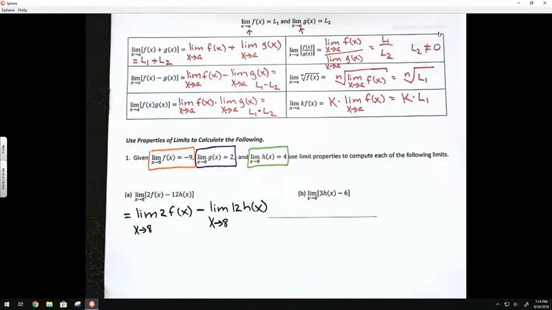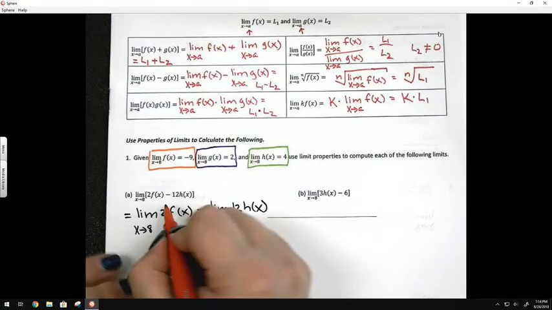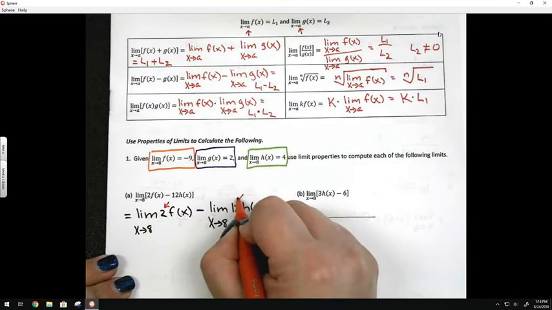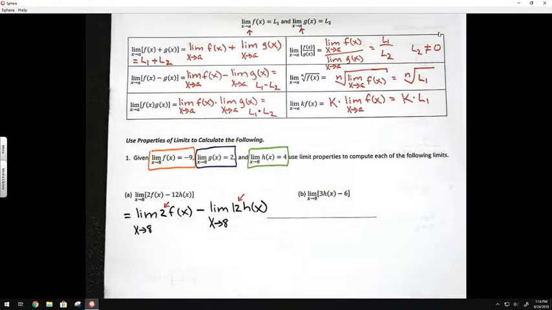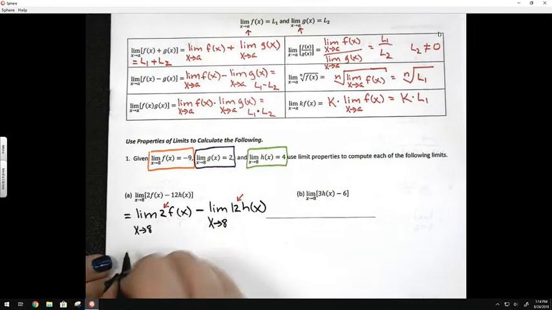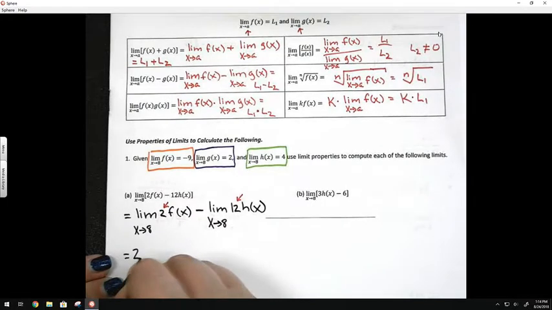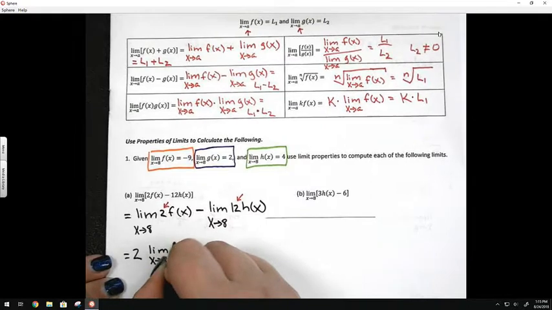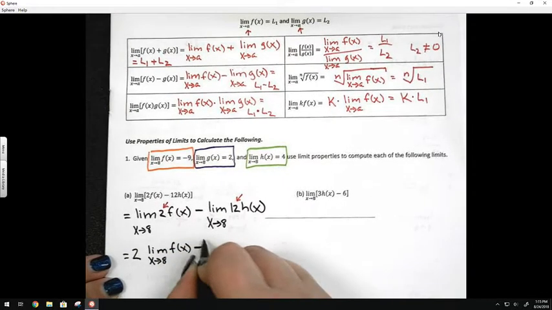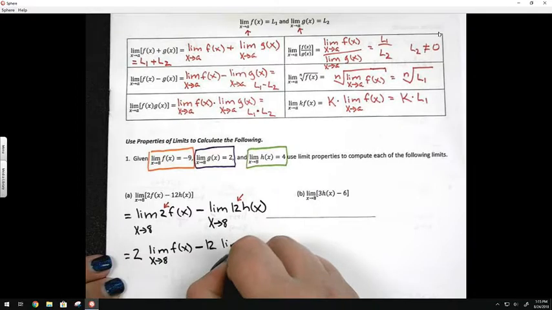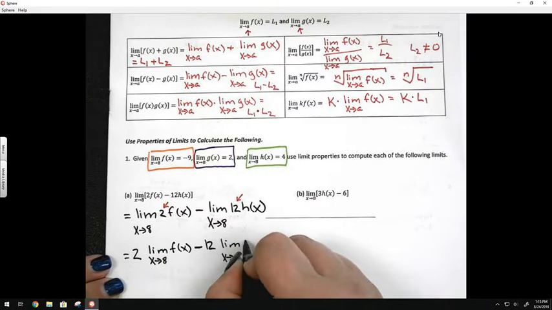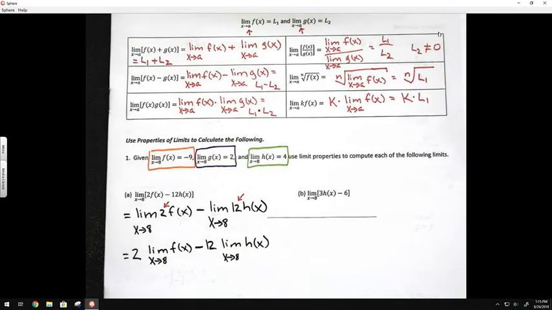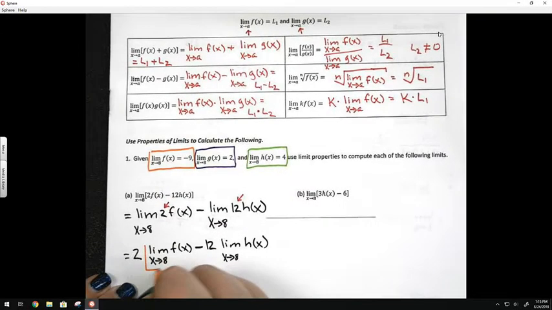All right. Then if we look, we've got these numbers inside, so we can actually pop those out, which means now we're looking at 2 times the limit as x approaches 8 of f of x minus 12 times the limit as x approaches 8 of h of x. Well, now if we look, the limit as x approaches 8 for f of x, well, we know that value is -9.